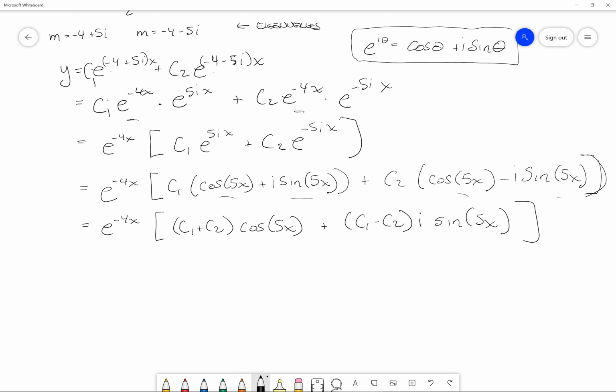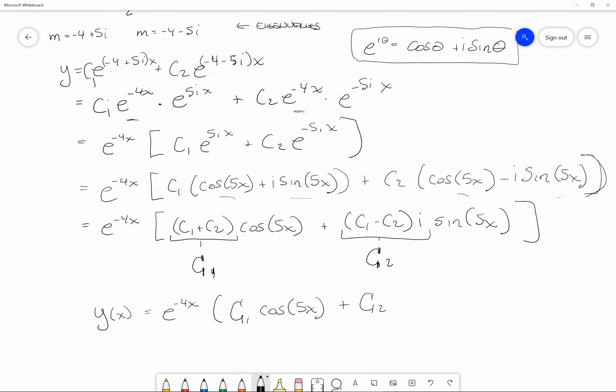So the way we did this before, we called this one constant, and we called this another constant. I'm just going to put a fancy C1, and I'm going to put a fancy looking C2. It's different than the other ones. So that means that our solution is equal to e to the negative 4x, and then we have fancy C1 cos 5x plus fancy c2 sine 5x.